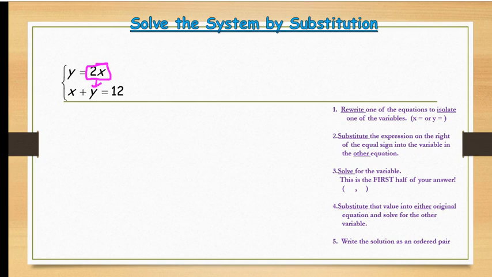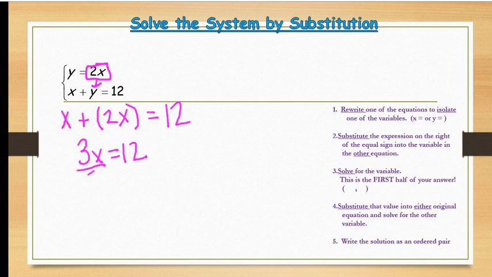So when I do that, I'm going to have x plus, and instead of writing y, we know that y equals 2x, so I'm going to substitute in 2x, and it equals 12. Now I need to solve this bottom equation for x. So x plus 2x is going to give me 3x equals 12. I'll divide by 3, and x equals 4.